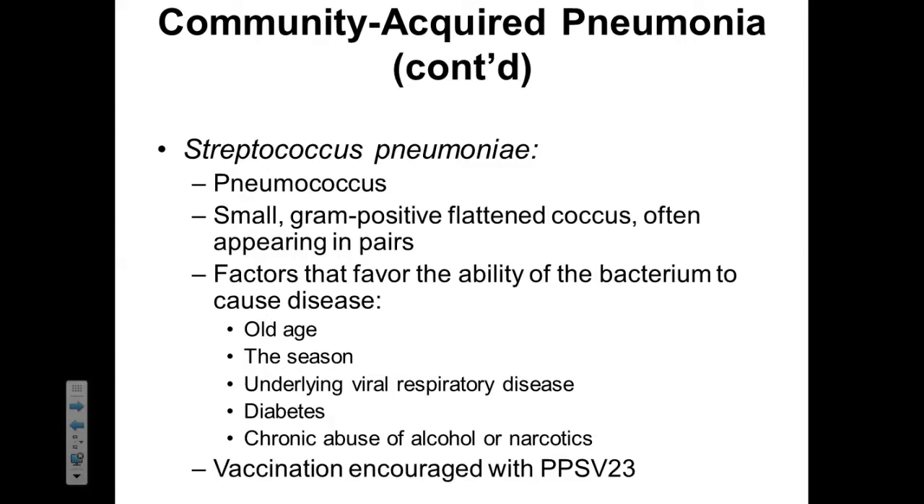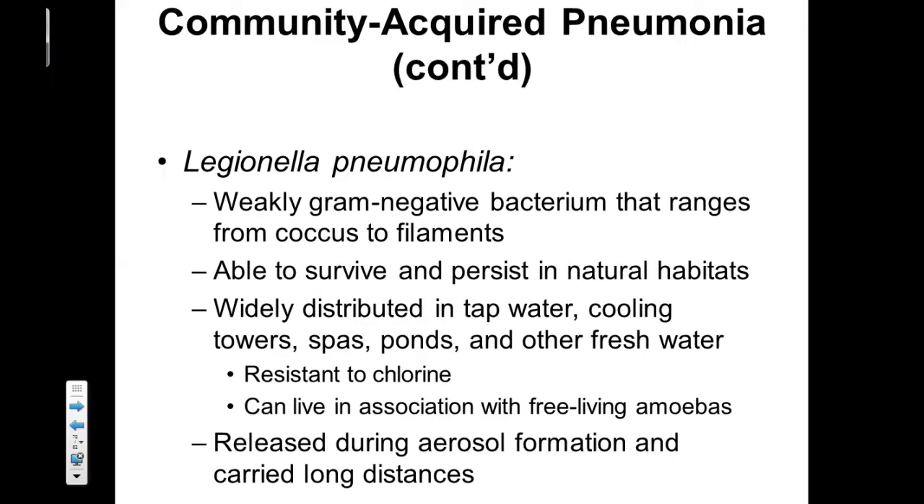These bacterium are capable of causing disease in individuals of old age, or if it's wintertime, or if there's an underlying viral-based respiratory disease, if the patient is diabetic, or if there's chronic abuse of alcohol or narcotics. Individuals that are at risk are encouraged to be vaccinated with PPSV23, a vaccine against this particular bacteria that also helps reduce the pathogenicity of slightly different strains of the same kind of bacteria.